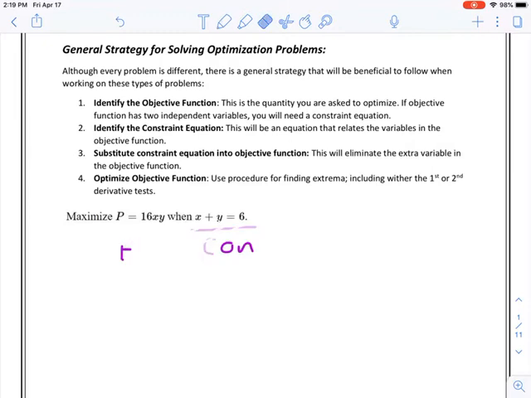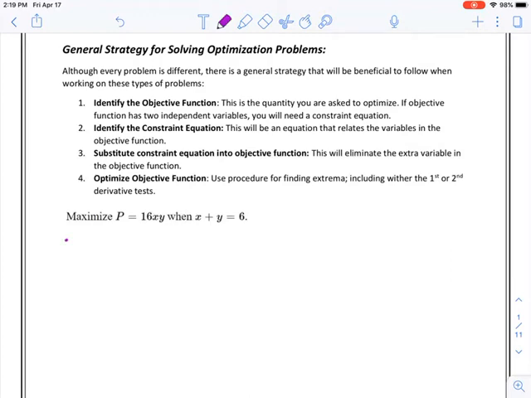Okay, let's do this problem using these 4 steps. I've already done steps 1 and 2. I know that the objective function is p equals 16xy and that the constraint is x plus y equals 6. So step 3 says to substitute the constraint into the objective function. So that's what I'm going to do.